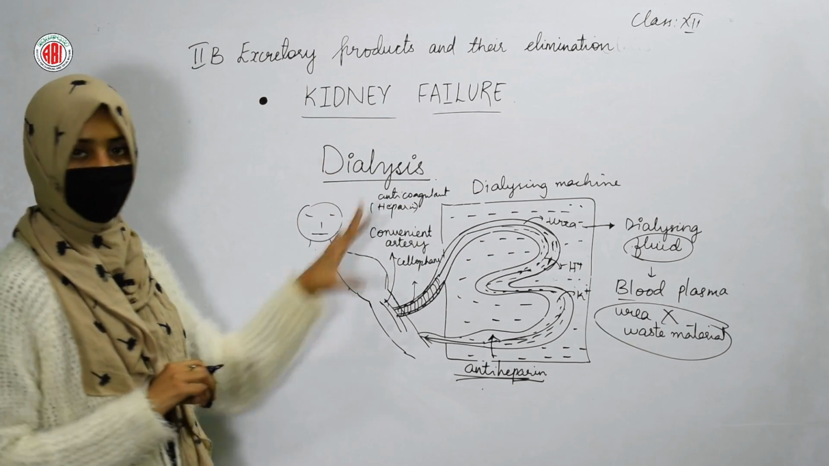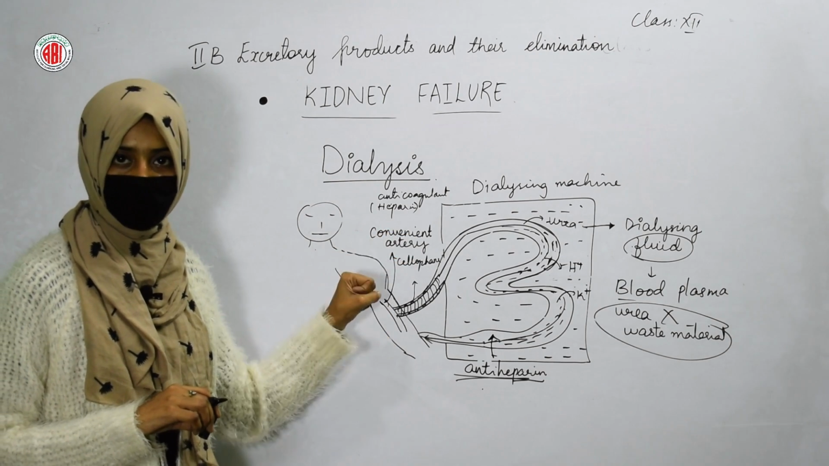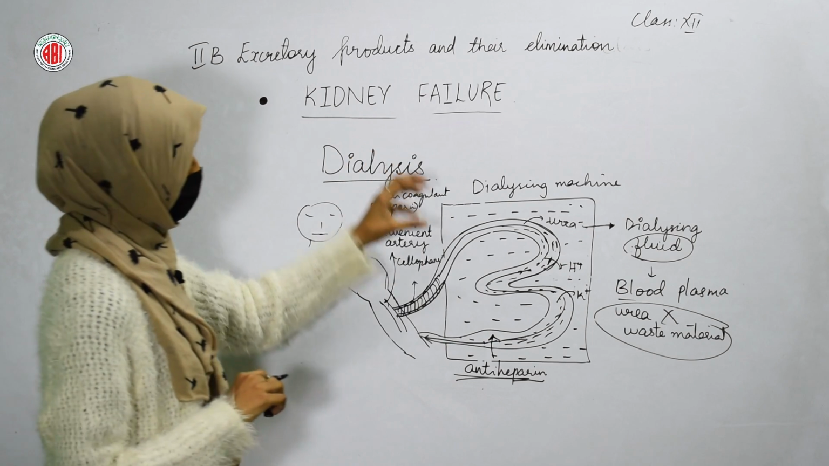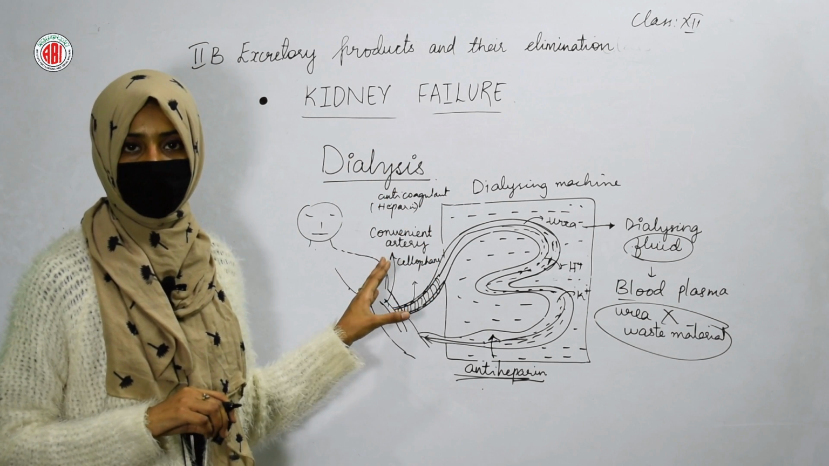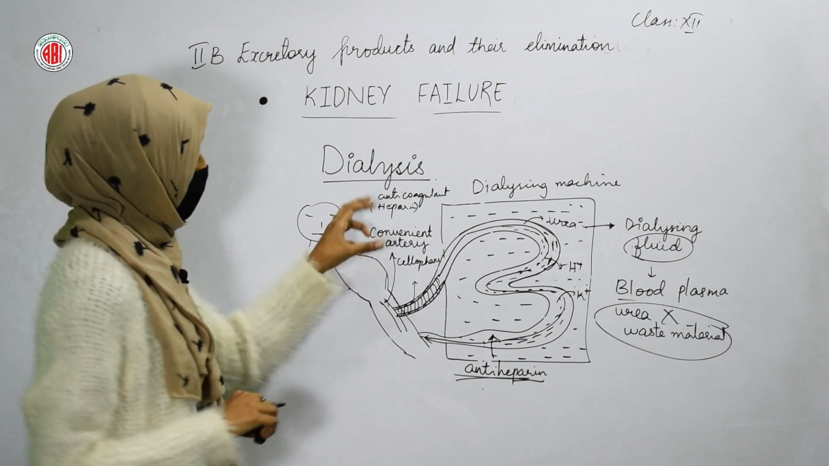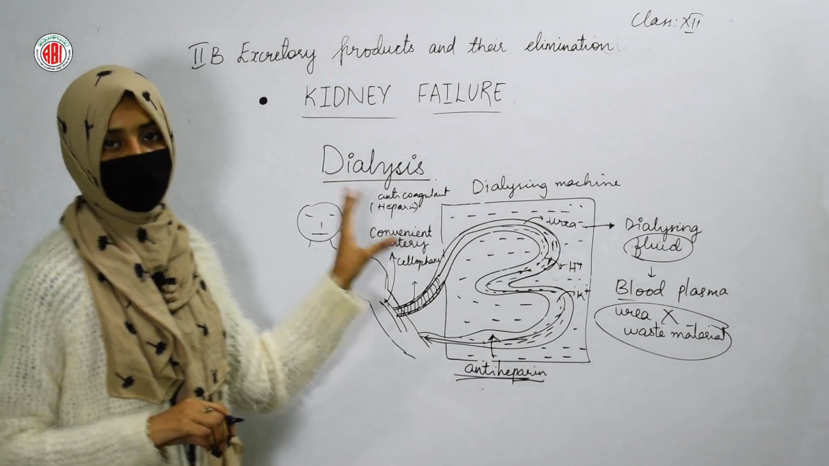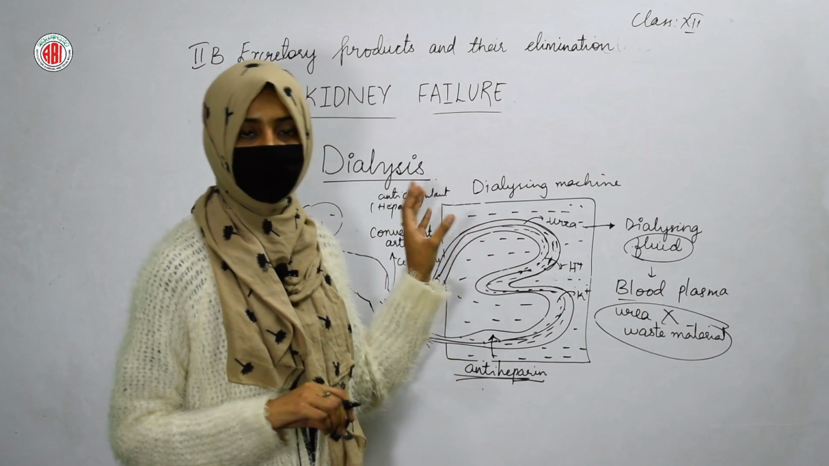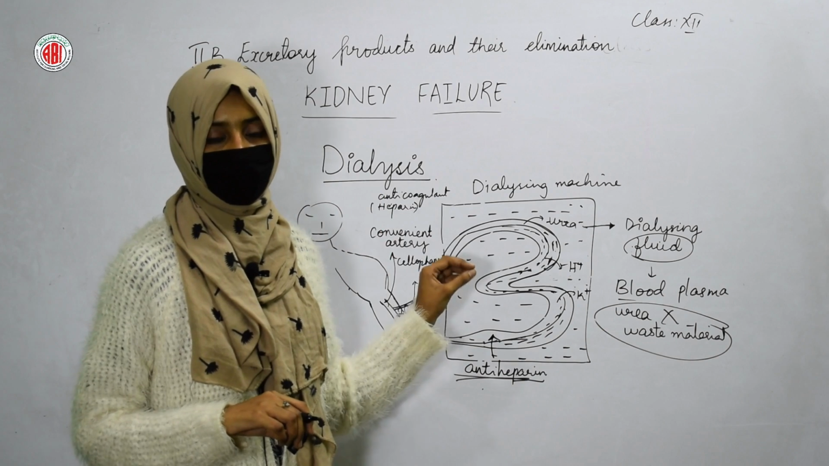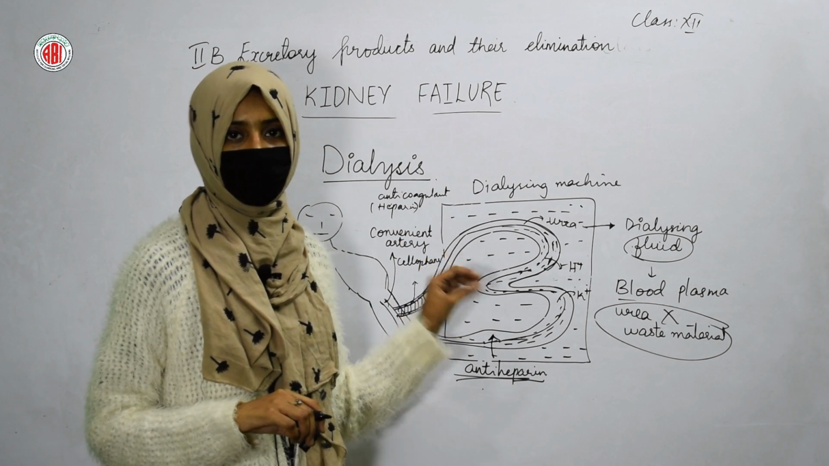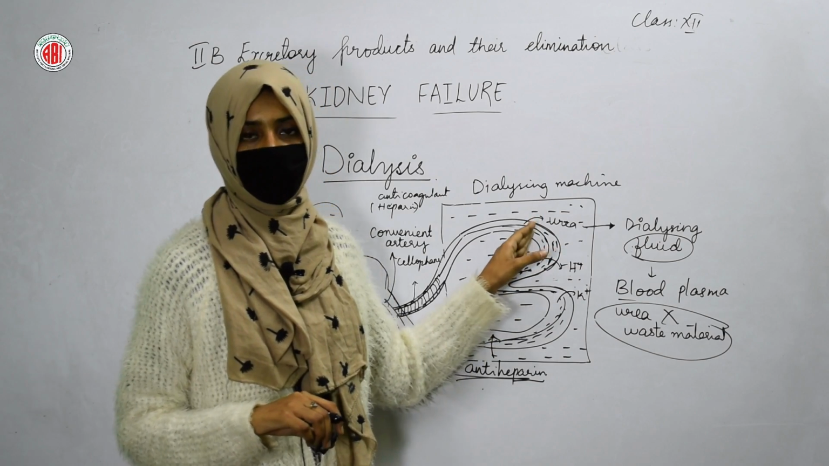So let us recall the process. Here we are selecting an artery to take the blood out. The blood enters into the cellophane tube. We are adding heparin, which is an anticoagulant solution, to prevent the blood clot, and the blood then enters into the dialysing machine. Once it enters into the dialysing machine, the waste like urea, potassium ions and hydrogen ions present in the blood can easily move out into the dialysing fluid.